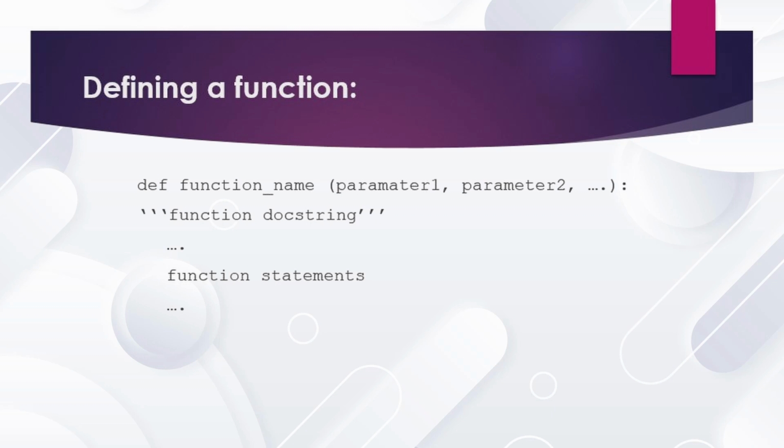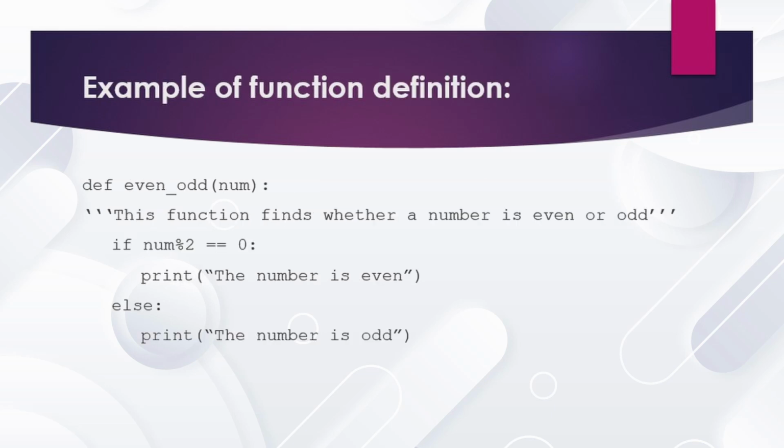This docstring is optional and can be either a single line or may span multiple lines. After the docstring, the actual logic or operations of the function are written as part of the function's main code block. Let us look at an example of a function.